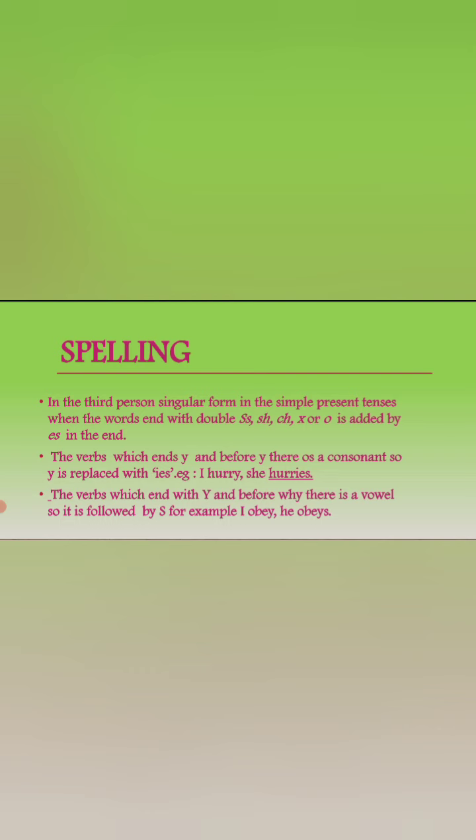So A, E, I, O, U are the vowels and the rest are consonants. So R is exactly a consonant because it is not in A, E, I, O, U. So I hurry, she hurries. The verbs which end with y and before y there is a vowel, so it is followed by s. For example, I obey, he obeys.